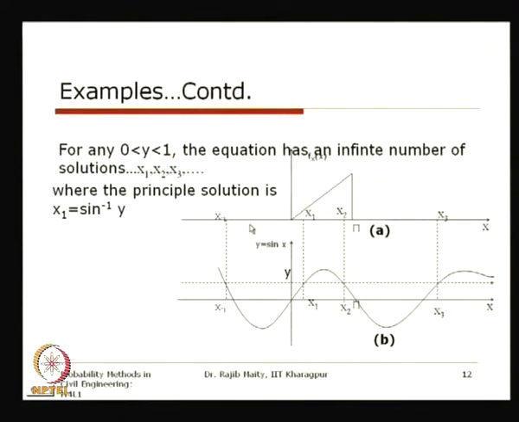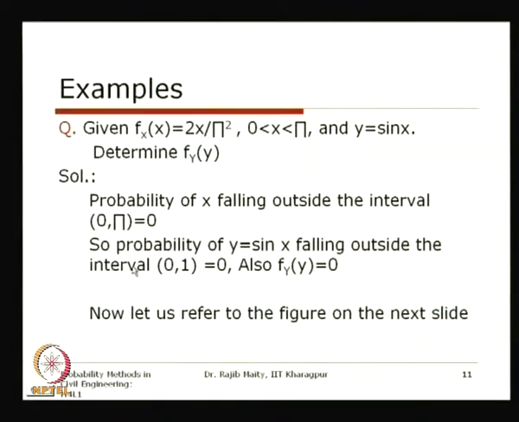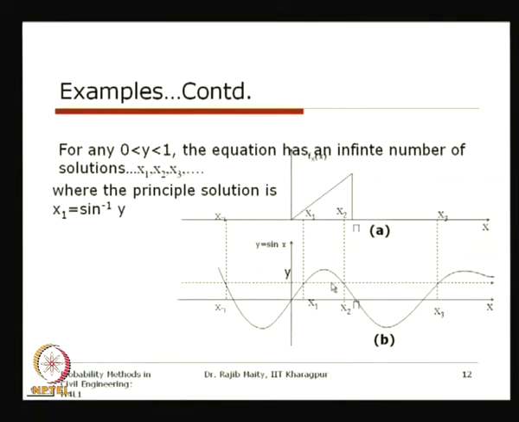Now we have seen that x is defined from 0 to pi, so there is a possibility that only two roots, x1 and x2, should be considered. Now we will go step by step on this one. As this is the range, the probability of y equal to sin x falling outside the interval 0 to 1 is also fy equal to 0. Now let us refer to this figure again.